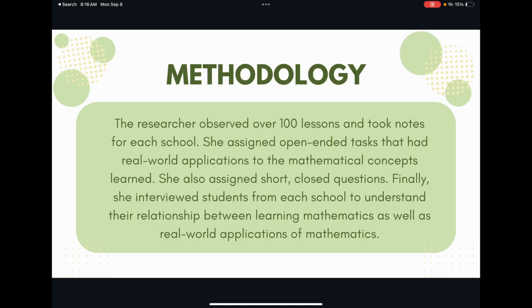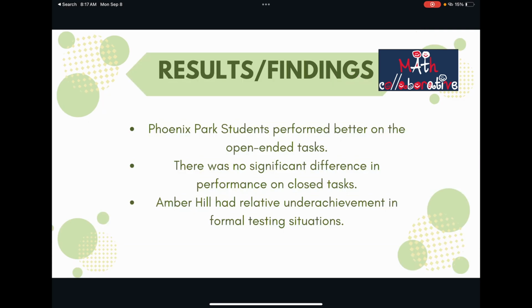So what did the researcher do? The researcher observed over 100 lessons and took notes for each school. She assigned open-ended tasks that had real-world applications to the mathematical concepts that they were learning, and she also assigned short closed questions. Finally, she interviewed students from each school to understand the relationship between learning mathematics as well as their relationship to real-world applications of mathematics. So what did she find?